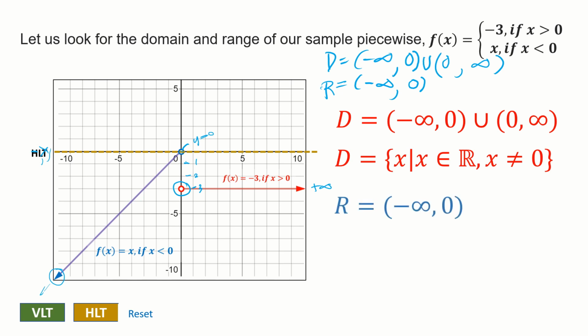So here is the range, and this is the set builder notation. For the set builder notation of the domain, we know that the domain is the element of real numbers except x cannot be equal to 0. We do not have a value for our function if x is equal to 0. And then the range is y such that y is a value that is less than 0, because we do not have any values above y is equal to 0.